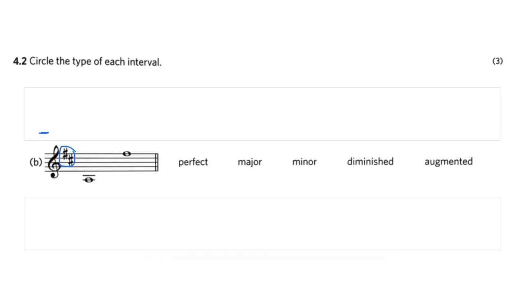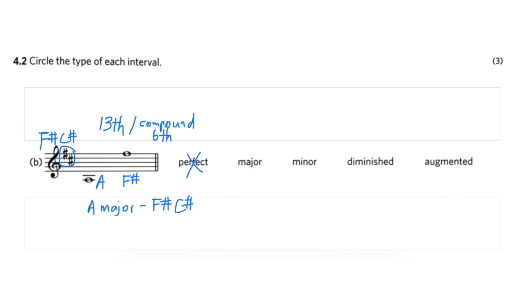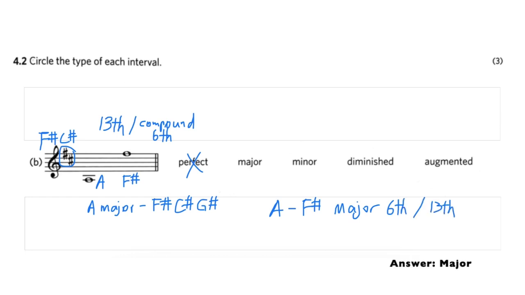In the next question, we have to take note of the key signatures. So these 2 notes will be A and F sharp. The number interval will be a 13 or a compound 6. So we can rule out perfect as an option. To find out the answer, let's look for A major. It has 3 sharps: F sharp, C sharp, and G sharp. So A to F sharp will be a major 6, or in this case, a major 13 or a compound major 6. So that's the answer, major.